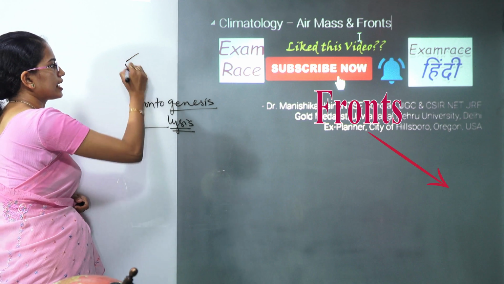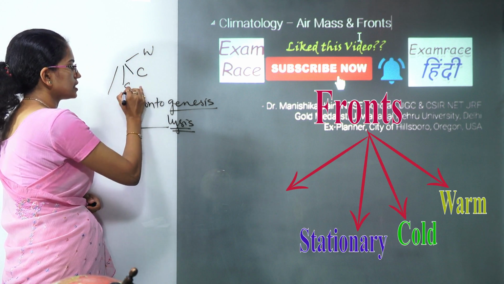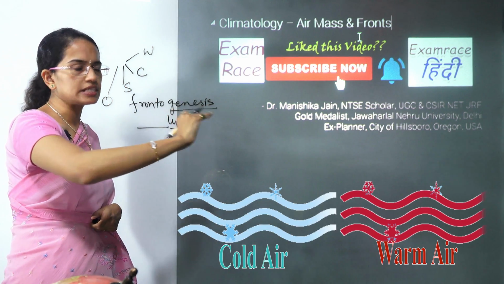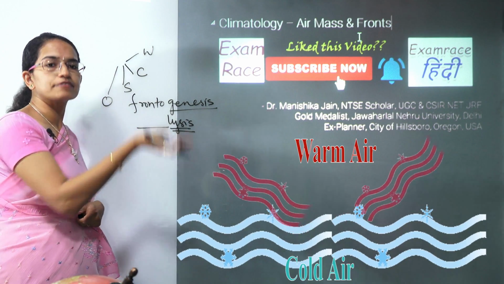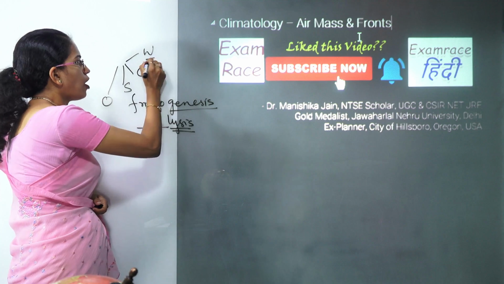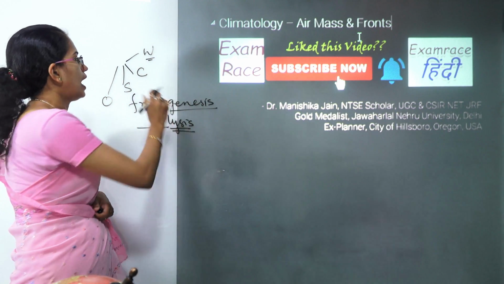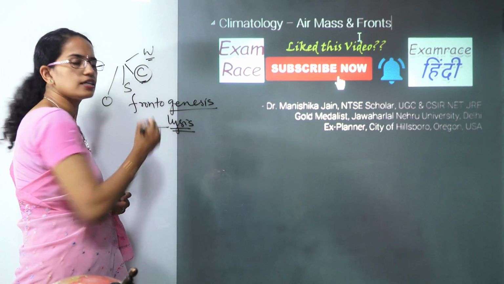This front can again be divided into various types. It could be warm front, cold front, stationary front and occluded front. Stationary front, as the name suggests, remains stationary. In an occluded front, the air mass lifts above the ground. In the warm front, basically the warm air moves over the cold air, and the cold air pushes the warm air, and that's what you have as the cold front.